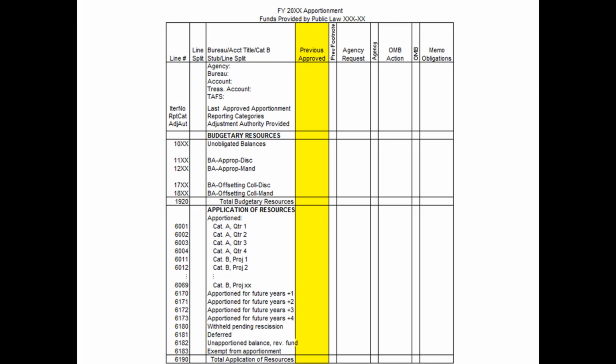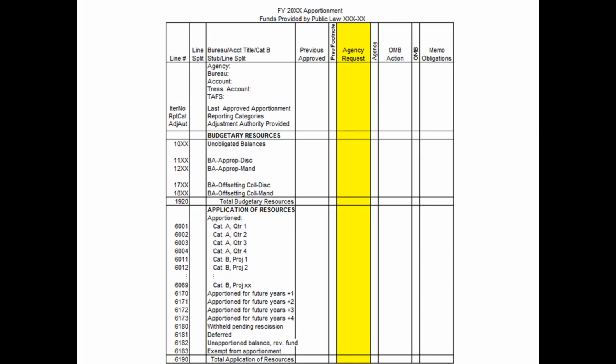However, you should keep in mind that if there's a continuing resolution with an automatic apportionment, when it comes time to prepare what seems like the first apportionment, the automatic apportionment counts as the previous approved and should be reflected in this column. The next column is used to identify footnotes in the previous approved column. We'll discuss footnotes in Module 3.